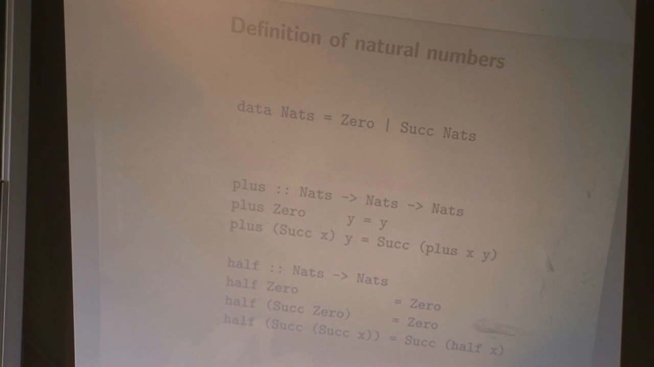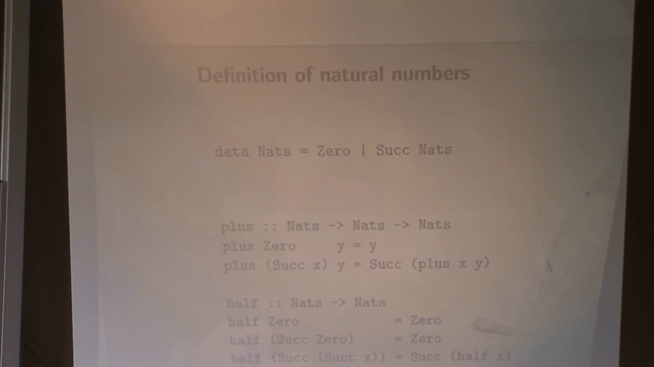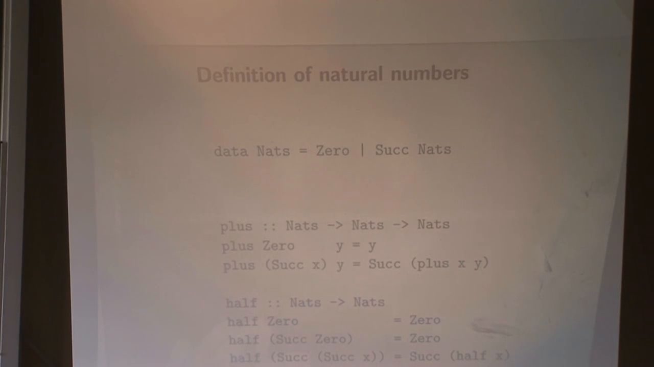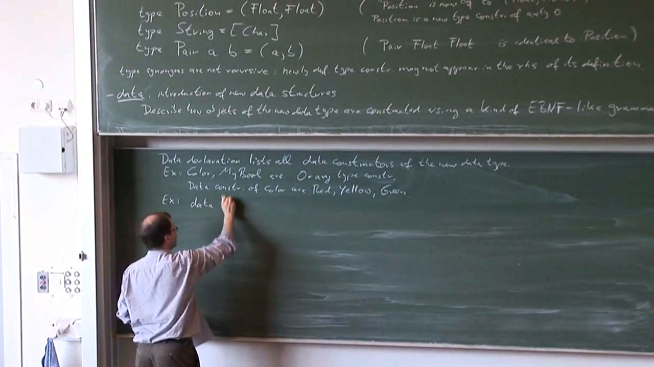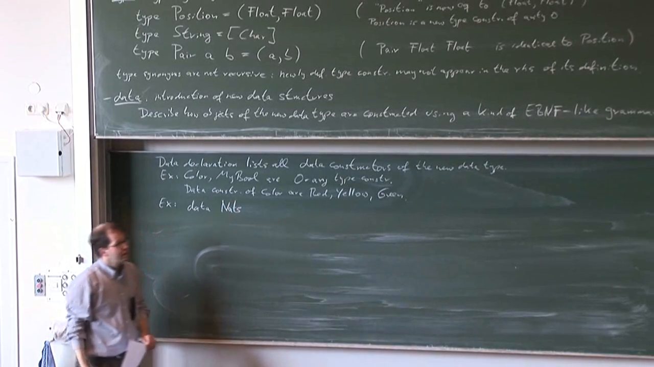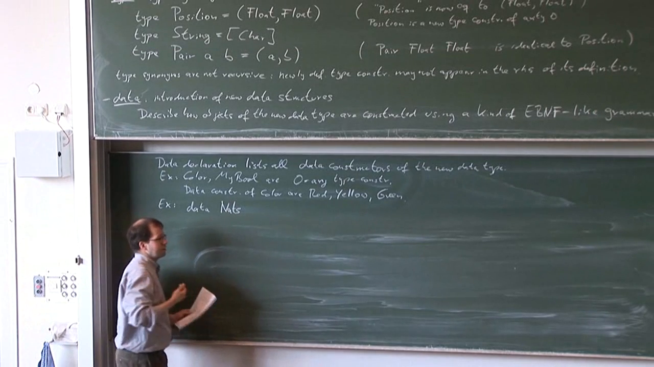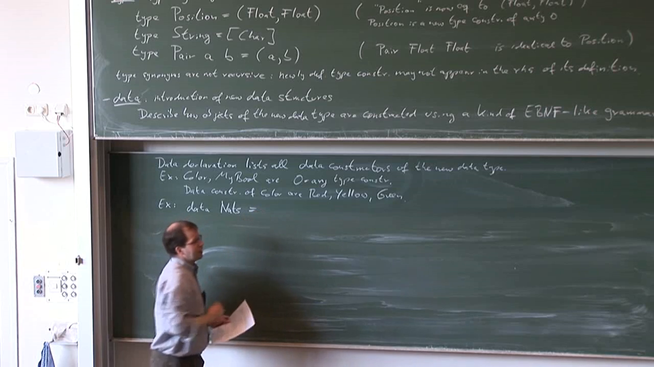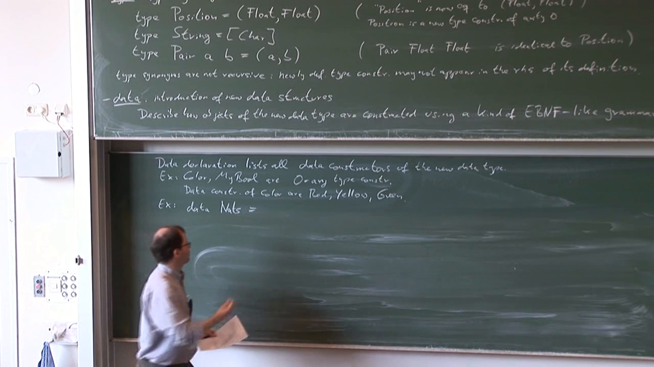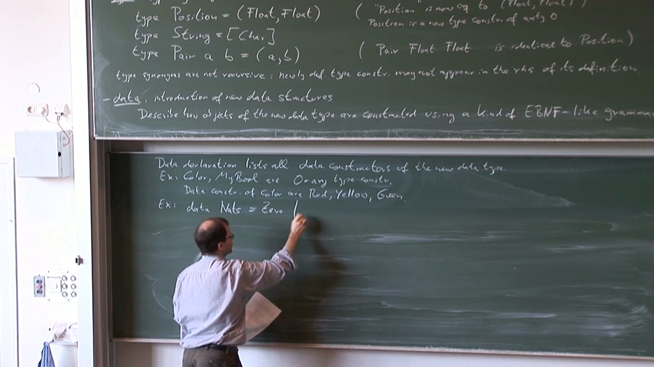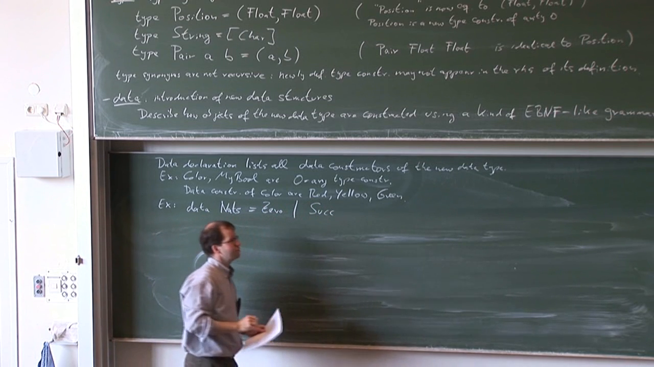So now, in this data declaration, what we do is the following. In this new example of nuts, we write data nuts. So nuts is a new type constructor. It has no variables after it, so it has arity 0. So in other words, this is the new data type that we define. And there are 2 data constructors. The first data constructor is called 0, and the second data constructor is called suc for the successor function.